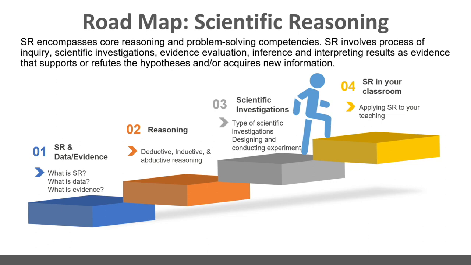First, let's review what scientific reasoning is. Scientific reasoning encompasses core reasoning and problem-solving competence. It involves the process of inquiry, scientific investigation, evidence evaluation, inference, and interpreting results as evidence that supports or refutes the hypothesis and/or acquires new information.